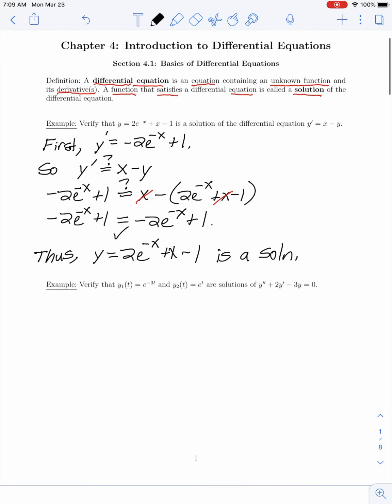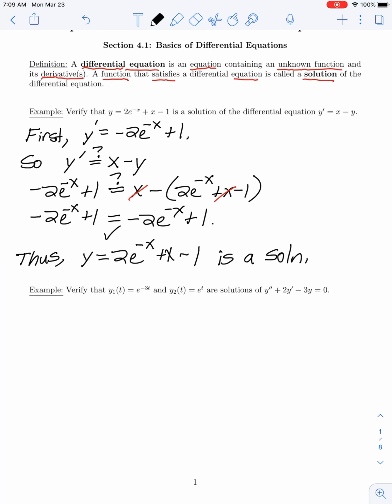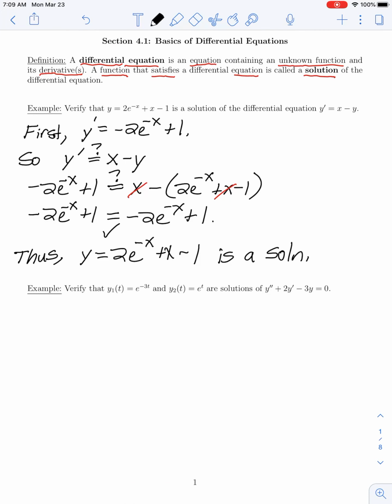So in this second example that we're going to consider, we are given two functions, y1 and y2, and we are asked to verify that these are both solutions of the differential equation shown here. Now, when we look at this equation, we see it involves both the first and second derivatives of the function y. So for each of these functions I'm given, I need to calculate y prime and y double prime. So let's start by looking at our first function, y1, which is e to the negative 3t.